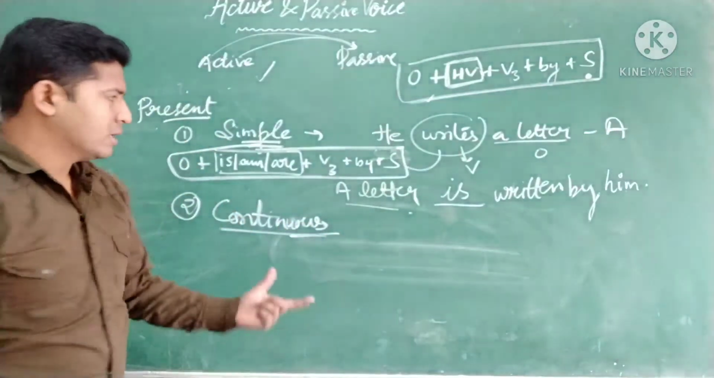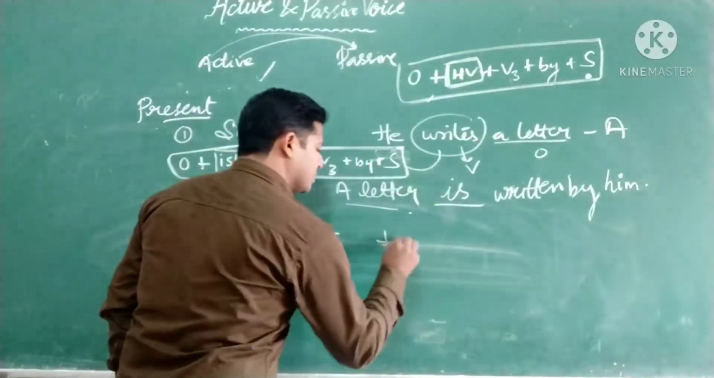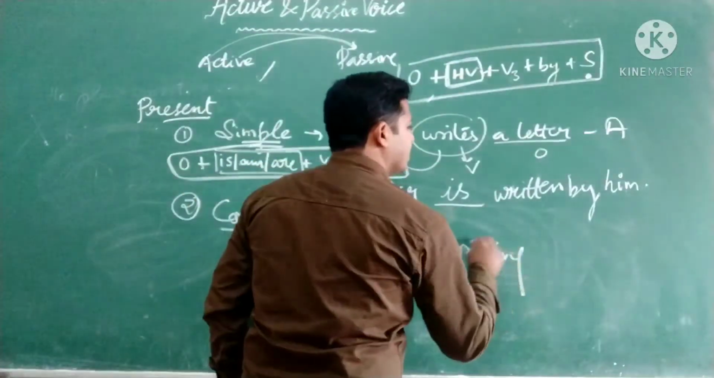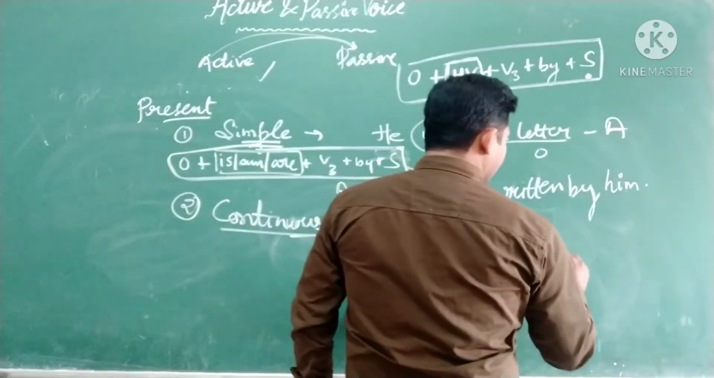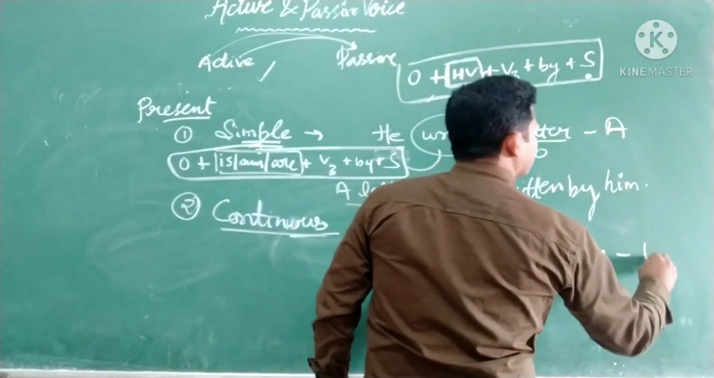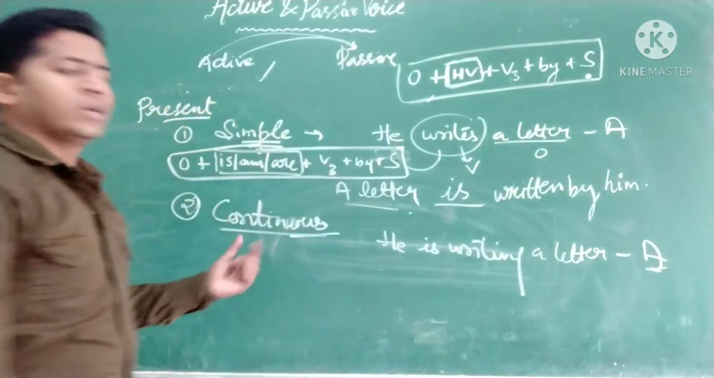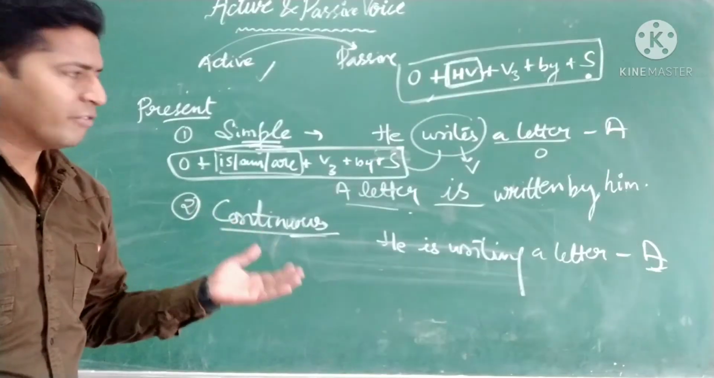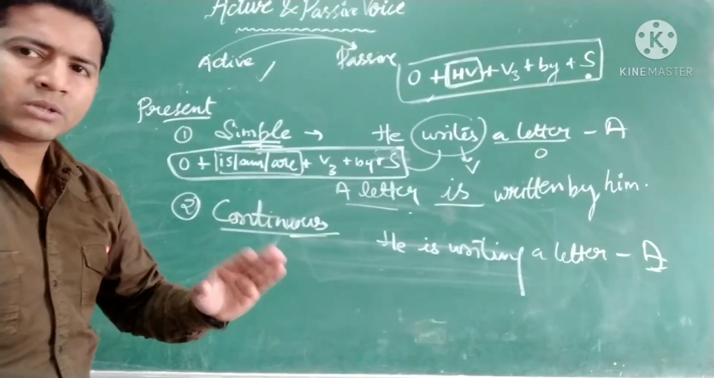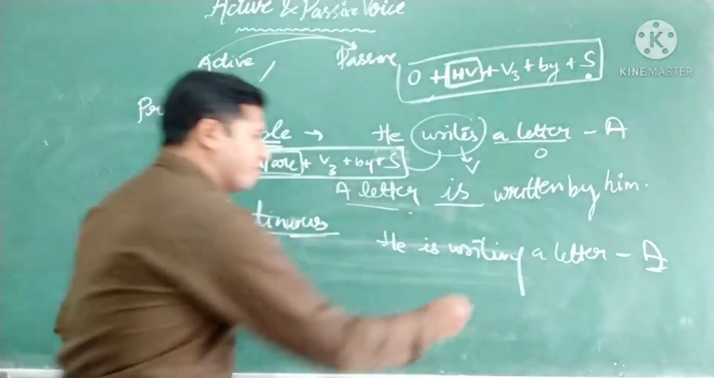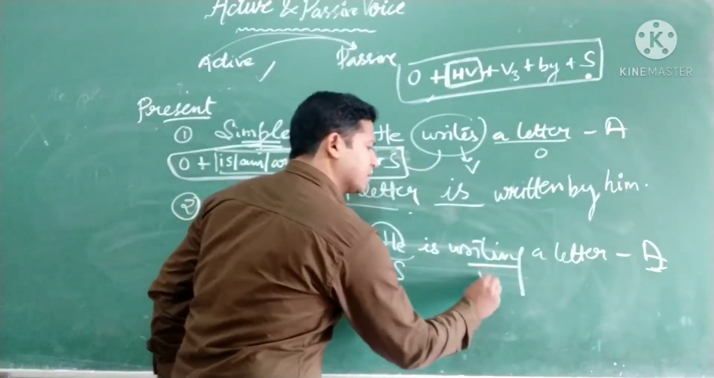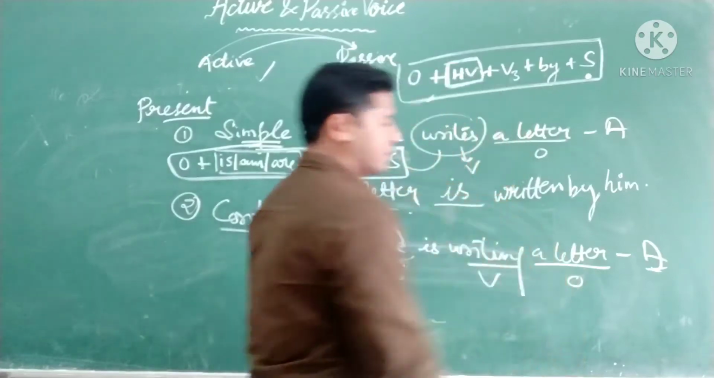Present continuous. Let's see, write the sentence. He is writing a letter. This is a sentence written in active. He is writing a letter. An active sentence which is in present continuous tense. What I told, if you want to convert it into passive, first thing you need to find out subject, verb and object. Action is writing. Who is doing the action is the subject. This will become subject. This is verb. A letter will become object.